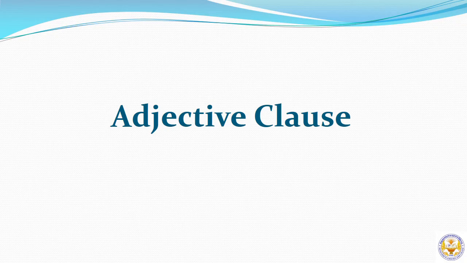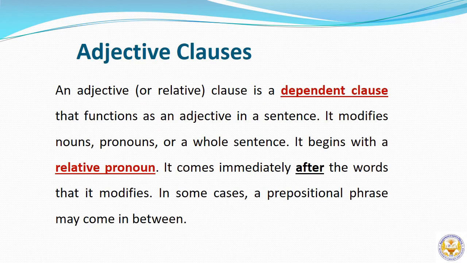So now let's go to the adjective clause or relative clause. An adjective clause or relative clause is a dependent clause that functions as an adjective in a sentence. The work of an adjective is to modify nouns, pronouns, or a whole sentence. It begins with a relative pronoun. The word that begins an adjective clause or relative clause, we call it a relative pronoun. It comes immediately after the word that it modifies.